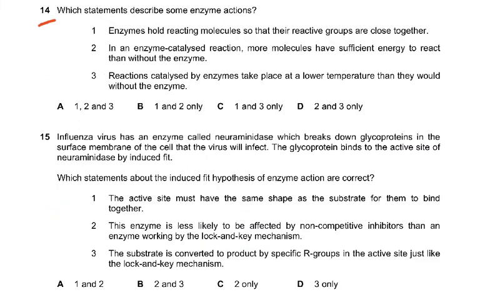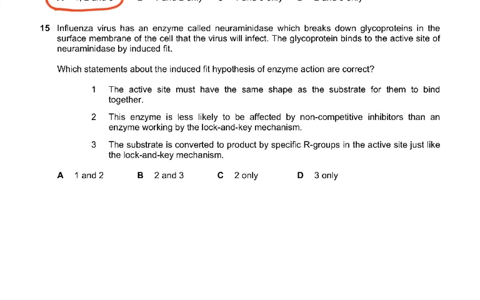Question number 14. Which statement describes some enzyme actions? Enzymes hold reacting molecules so that their reactive groups are close together. In an enzyme catalyzed reaction, more molecules have sufficient energy to react than without the enzyme. Reactions catalyzed by enzymes take place at a lower temperature than they would without the enzyme. You see, enzymes lower the activation energy. So that is why the answer is A. 1, 2, and 3 all are correct. Then coming to question number 15.